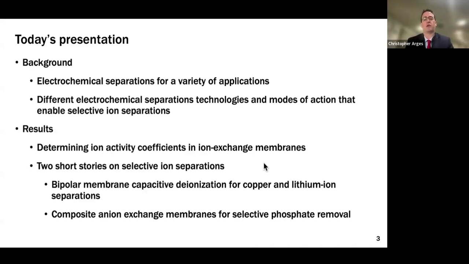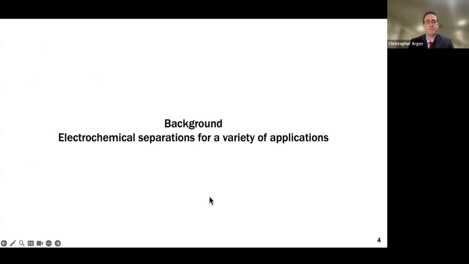So one where we're looking at recovering critical minerals like copper and lithium from mixtures. And on that one, we use a bipolar membrane with selective electrodes to enable those selective separations. And then the latter part will be on these mixed matrix composite AEM materials for selective phosphate removal from a mixture.